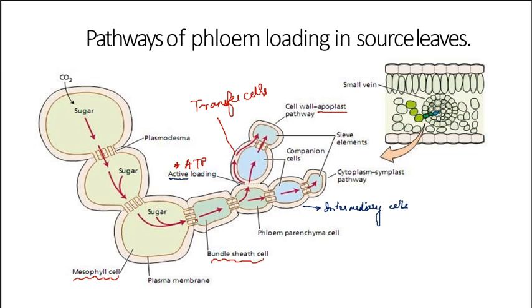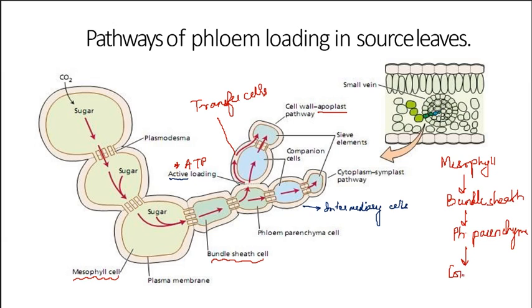So what is the pathway? The pathway is from mesophyll cells to bundle sheath cells, from bundle sheath cells to phloem parenchyma, from parenchyma to companion cells, from companion cells to sieve tube element. Sieve element, okay?